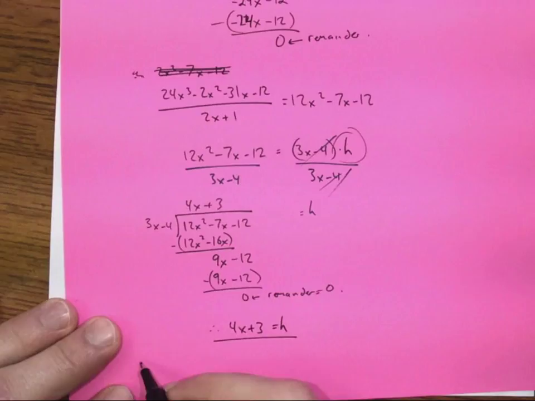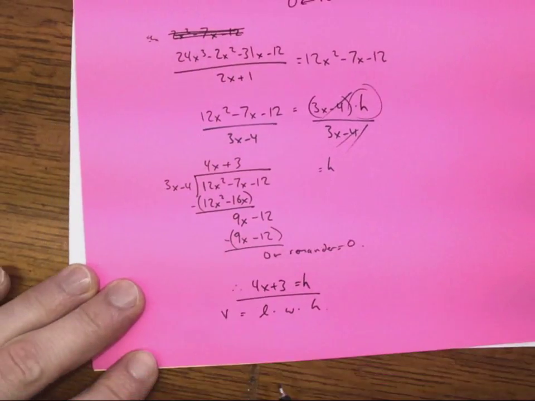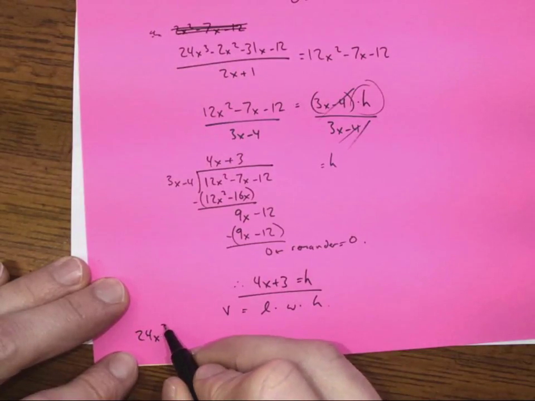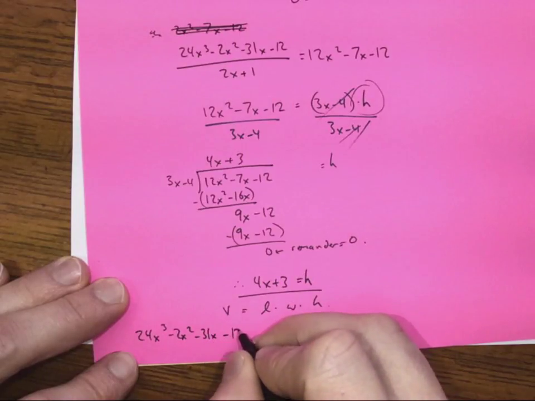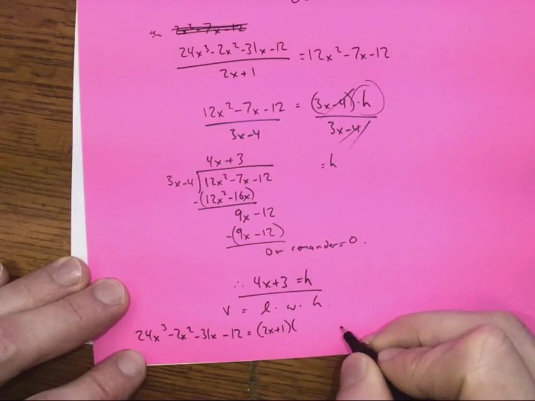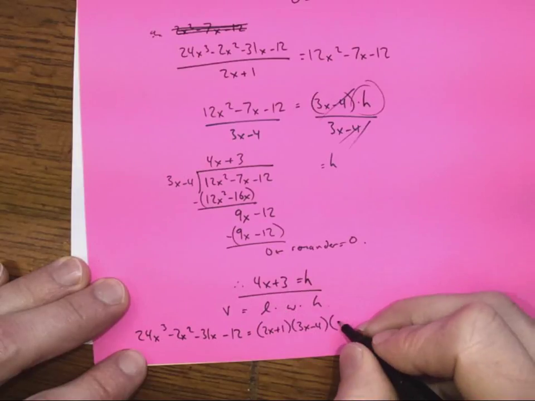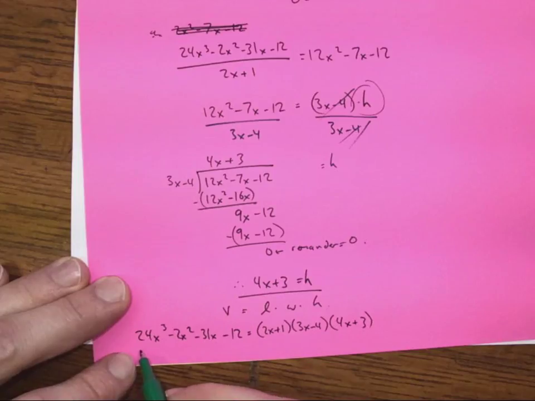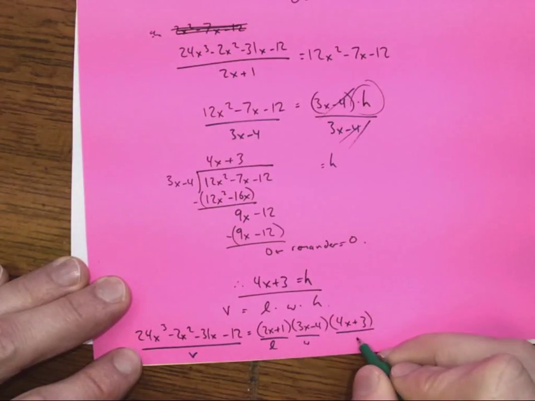And furthermore, the volume, which was equal to length times width times height, I could rewrite that. I could say 24x cubed minus 2x squared minus 31x minus 12 is equal to the length, 2x plus 1, times the width, which is 3x minus 4, times the height, 4x plus 3. And that, just so we're clear, is the volume, the length, the width, and the height.